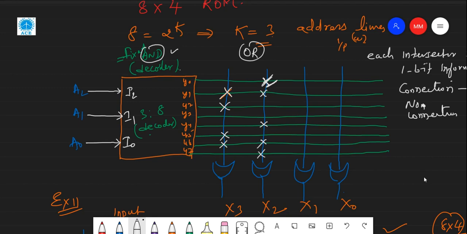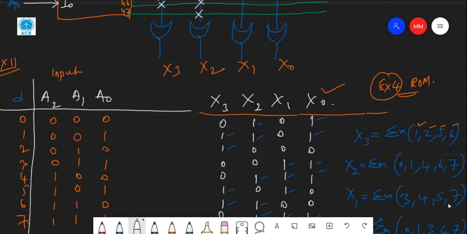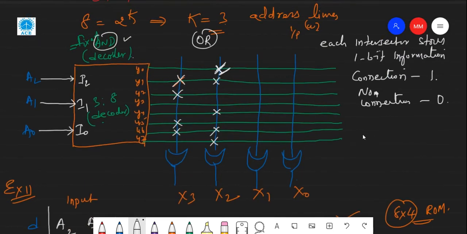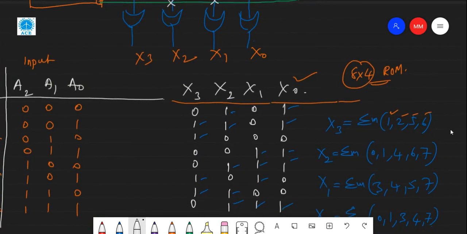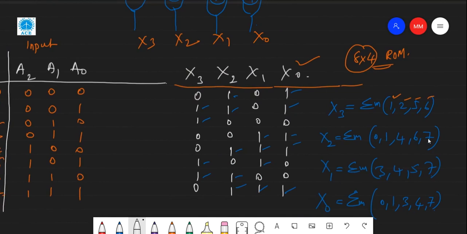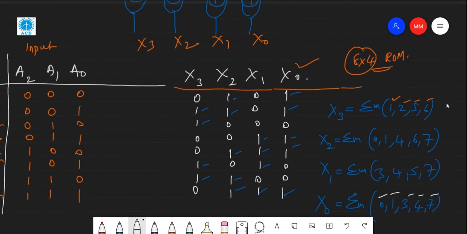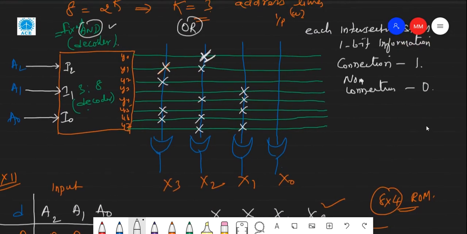This is the output. Next, x2 is completed. x1 is 3 4 5 7. Let us connect 3 4 5 7. These are connections here, right? So last one, x0, the data output: 0 1 3 4 7. Just remember that 0 1, 3 4 and last one 7.